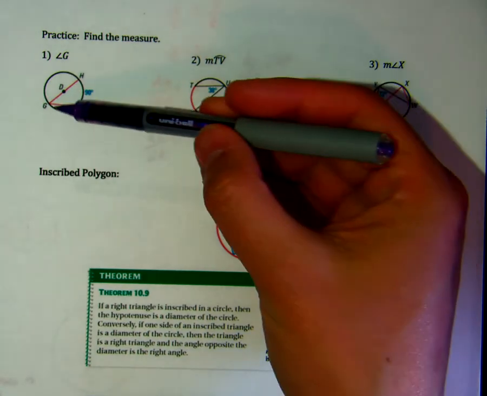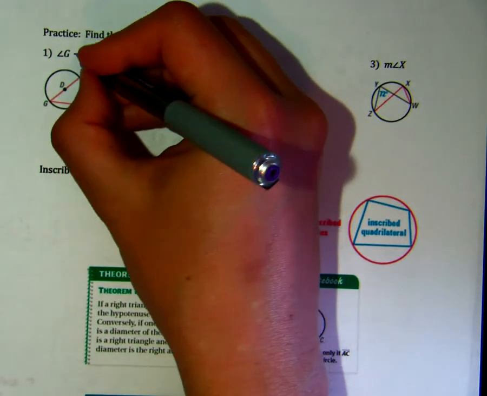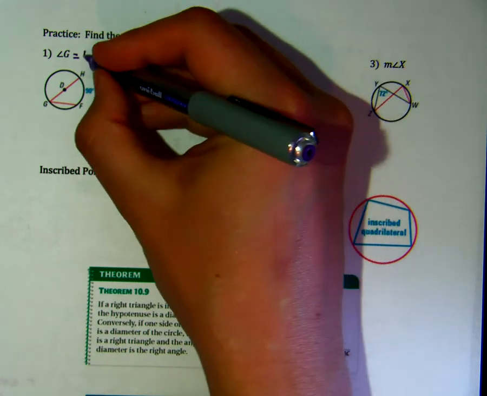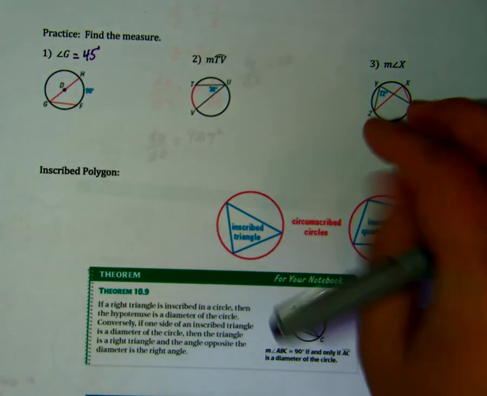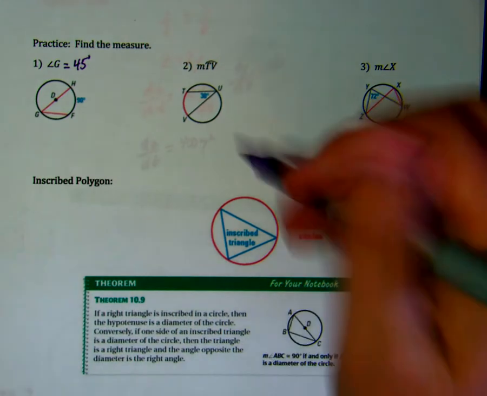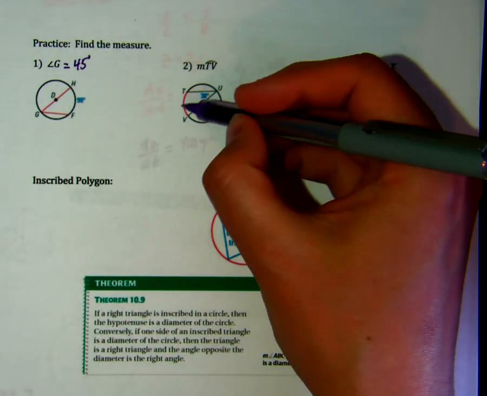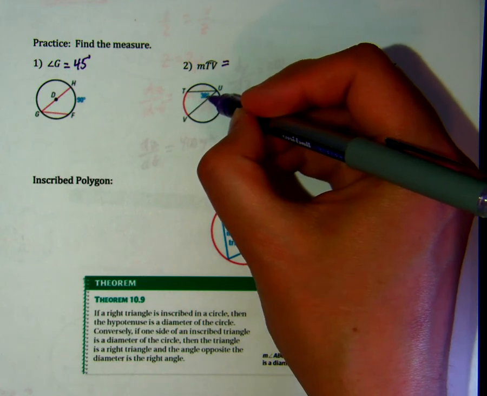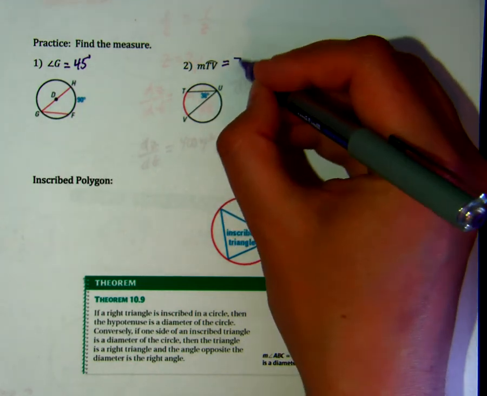All right, so the measure of angle G, the measure of an inscribed angle, is half the measure of the intercepted arc. So this is going to be half of 90, so that's 45 degrees. So going the other way, if the angle is half the measure of the arc, the arc is double the angle. So that's 2 times 38, that's going to be 76 degrees.